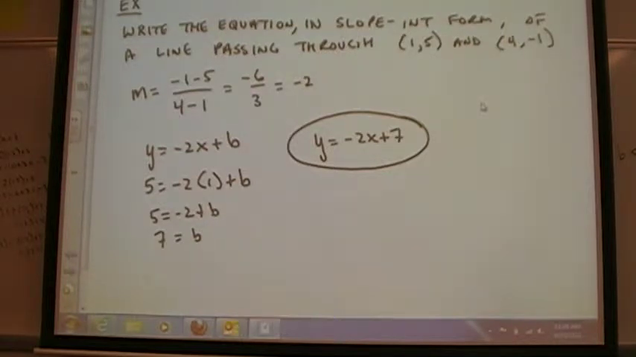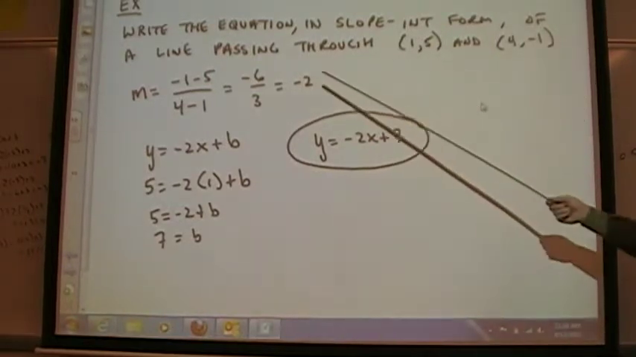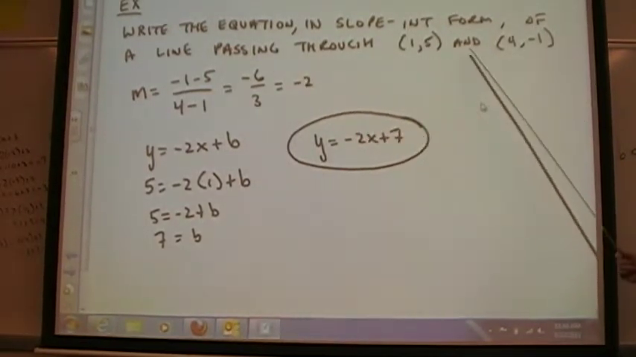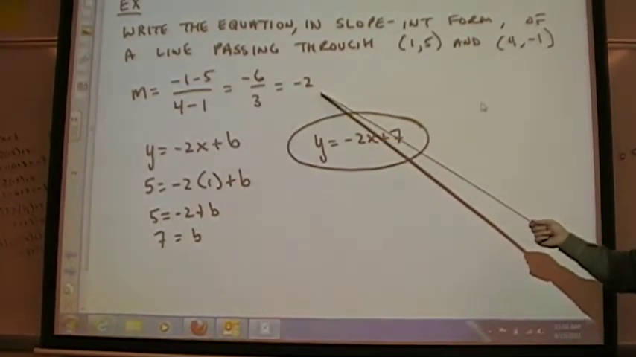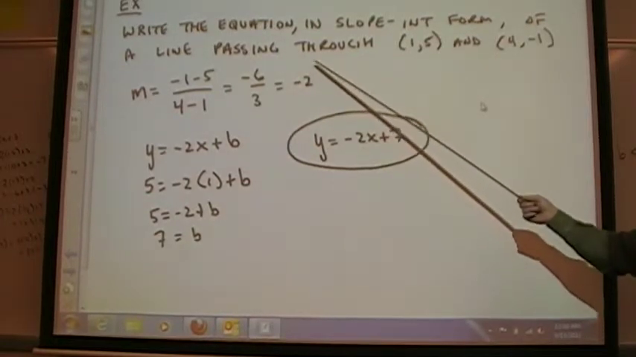In this problem, they don't give us either. But we have a formula to find the slope, which is what? What's the formula to find slope? It is rise over run, but the formula is y2 minus y1 over x2 minus x1. So I do y2, which is -1, minus 5, which is -6. And 4 minus 1 is 3. -6 over 3 is -2. So there's your slope. You've got half the answer already.